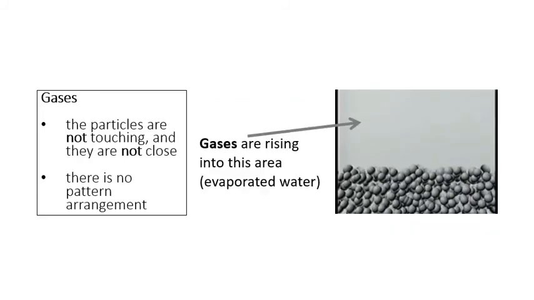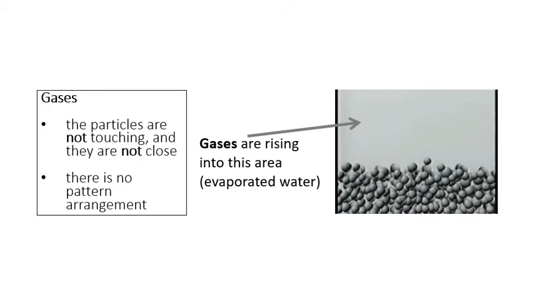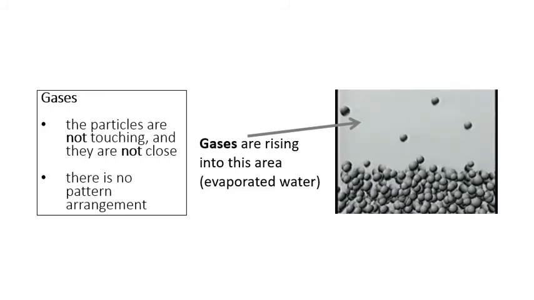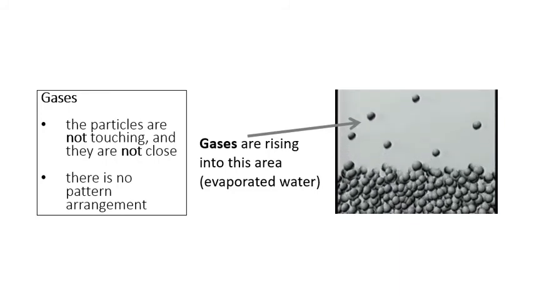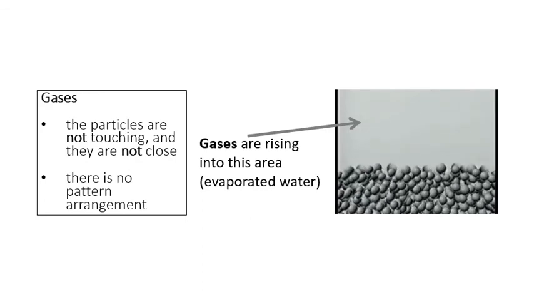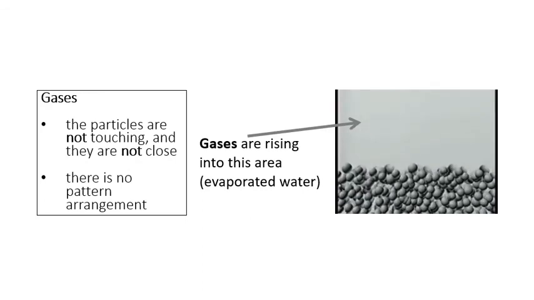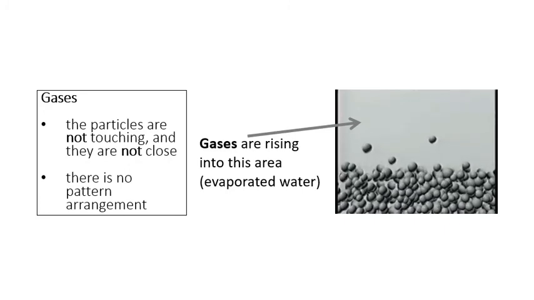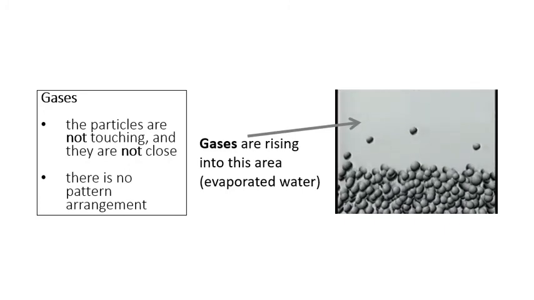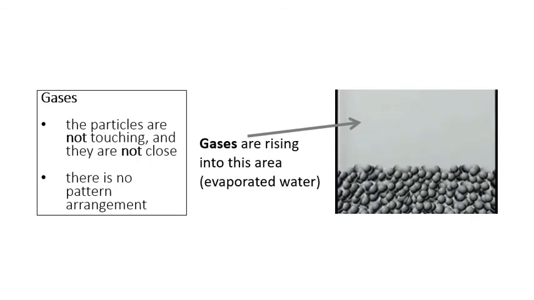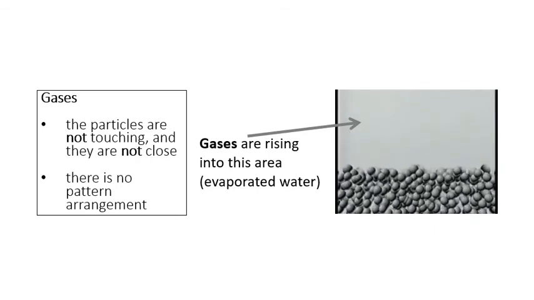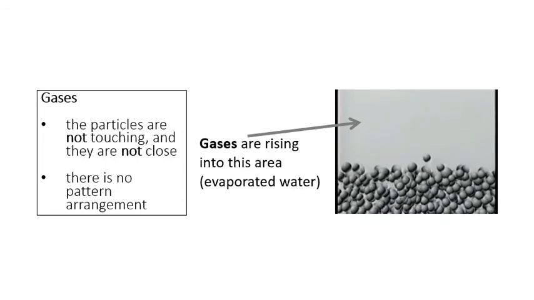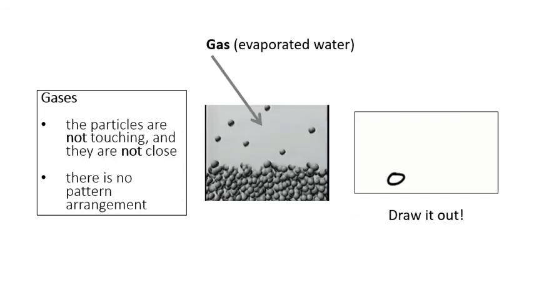When it comes to gases, in gases the particles are not touching, and they are also not close together. There is no pattern arrangement either. So in this image to the right, we are seeing gases rise into that upper area of the picture. That is evaporated water. And if we were to draw those gases, we would draw particles spread apart, not close to each other, and in no particular pattern.